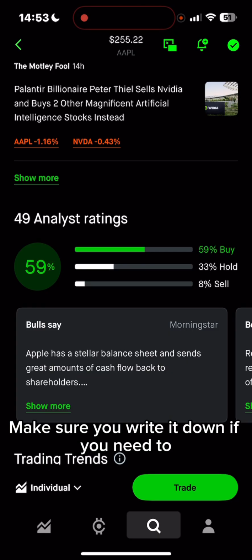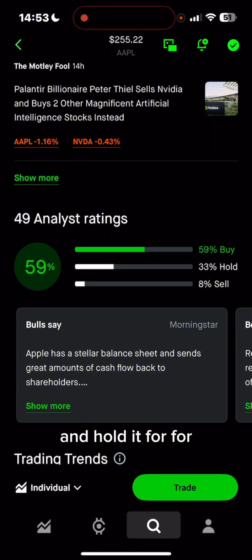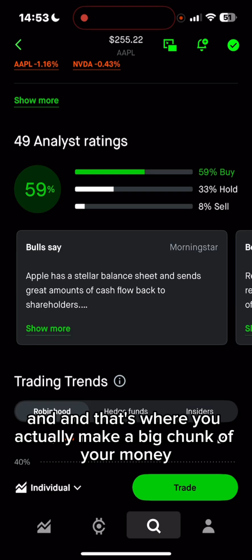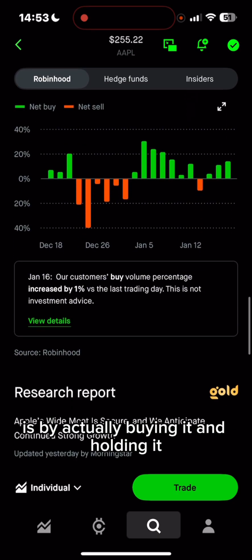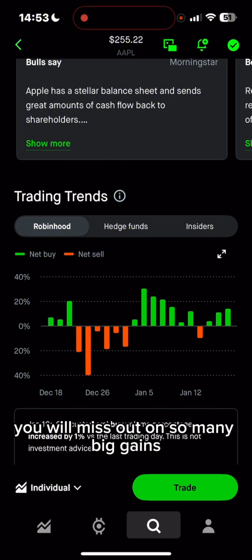Make sure you write it down if you need to, or keep a note of why you're buying that stock, and hold it for a while, and that's where you actually make a big chunk of your money, by actually buying it and holding it. Because if you try to trade it, you will miss out on so many big gains.